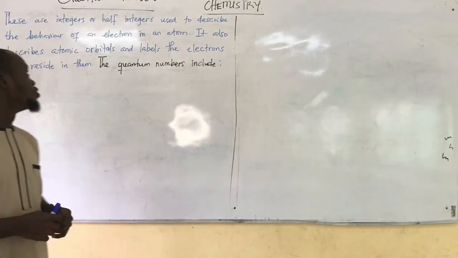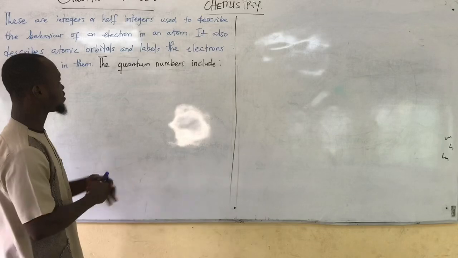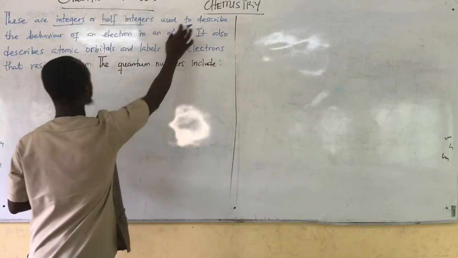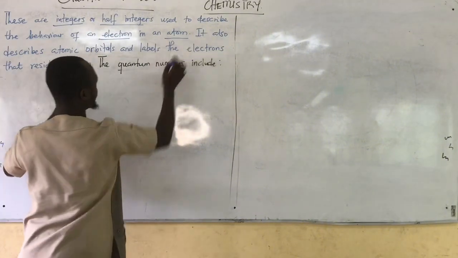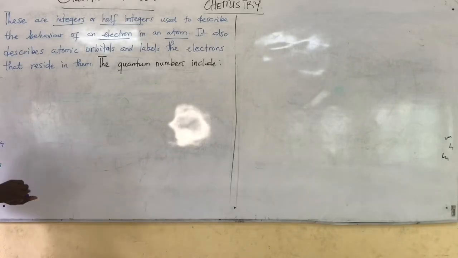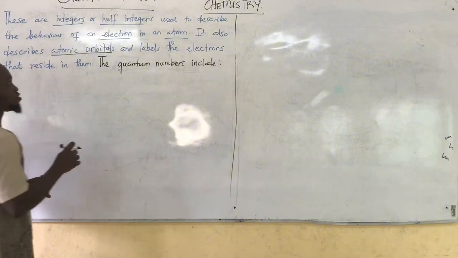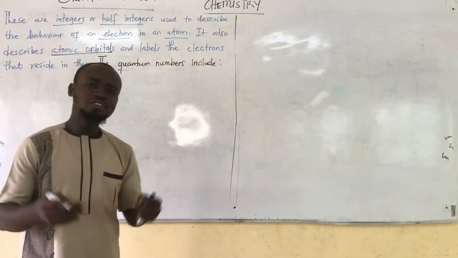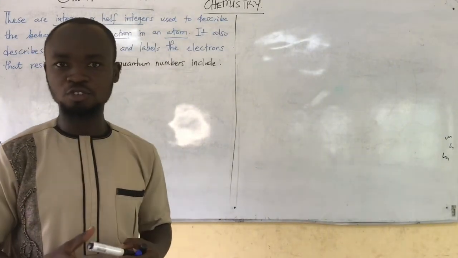So these are integers or half integers used to describe the behavior of an electron in an atom. That is quantum number. It also describes atomic orbitals and labels the electrons that reside in them. What are these quantum numbers? In this lesson, we're looking at four main quantum numbers.